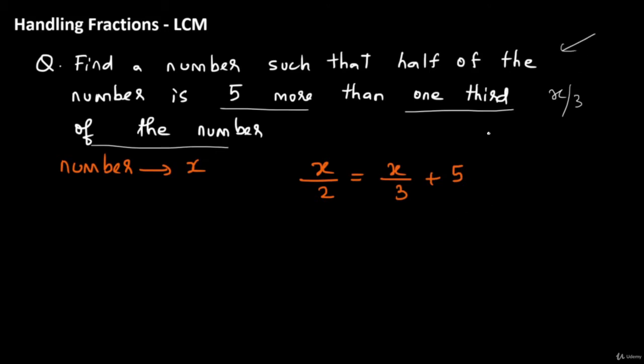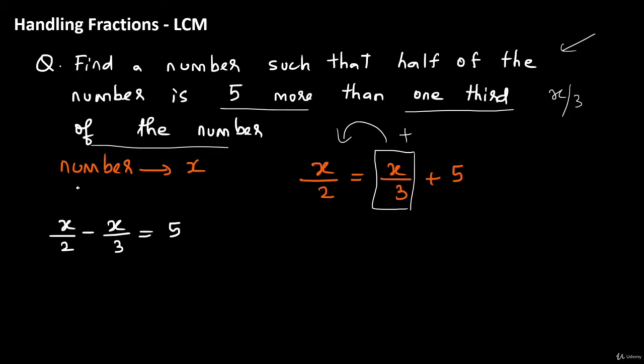Now we know the principles of solving an equation. Whatever we do on the left hand side, we should do the same thing on the right hand side, or we can also think of it in terms of transposing a number. Alright, now let me transpose x by 3 to the left hand side. So over here this is plus. So when I transpose it to the other side, it becomes negative, right? So this is x by 2 minus x by 3 is equal to 5.